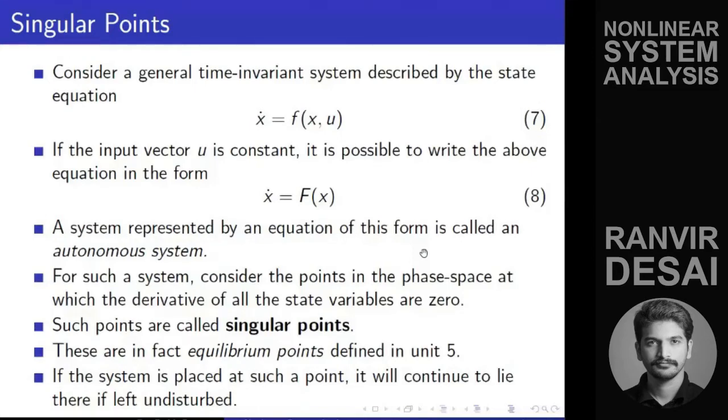So that is called the equilibrium point. In the phase plane or nonlinear system analysis domain, they are called singular points. Okay, so let's consider that there is a point x1, x2, x3. Let's not get to third order, just x1, x2. So you will have x1 dot equal to 0, x2 dot equal to 0.